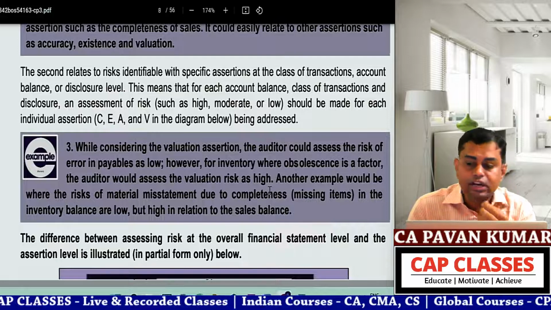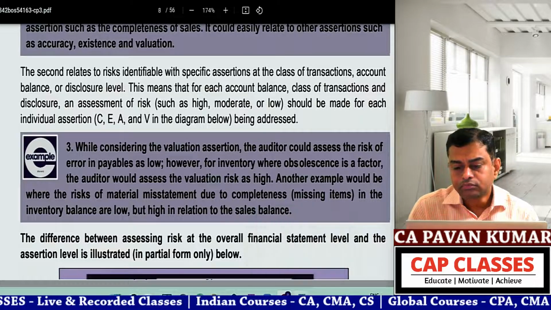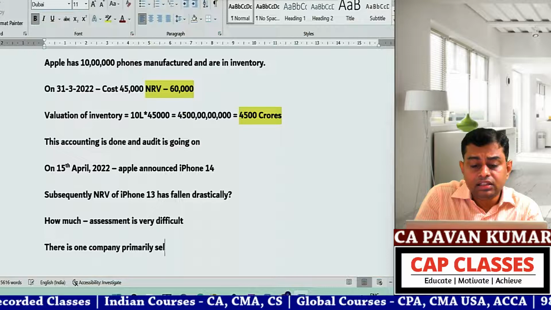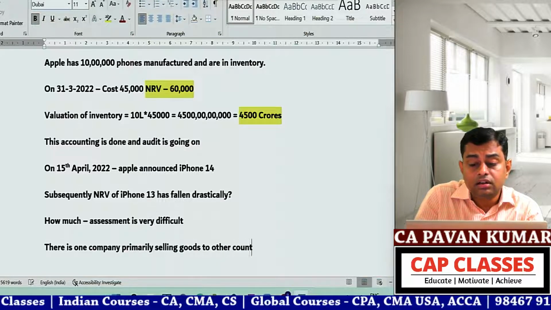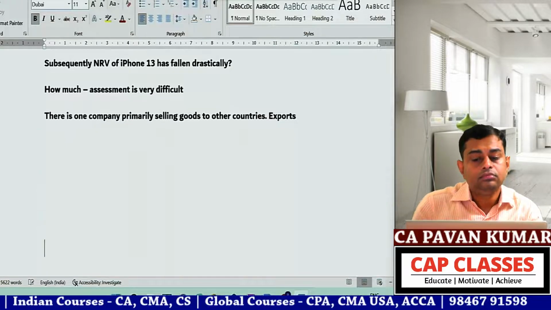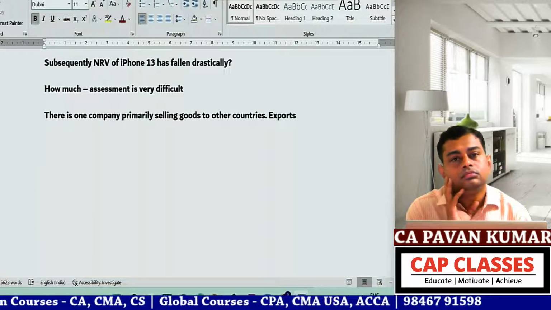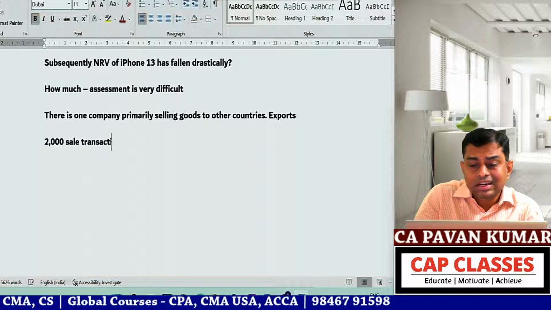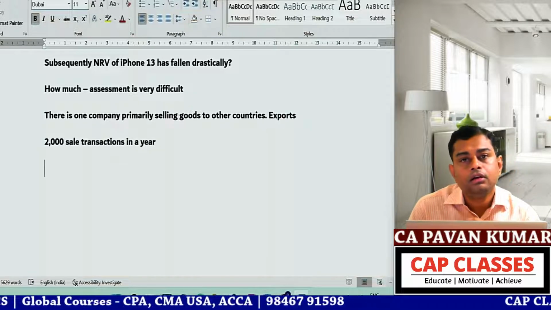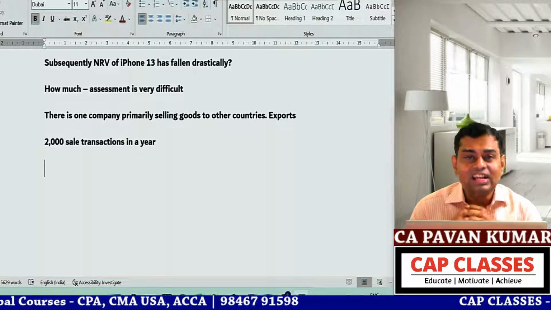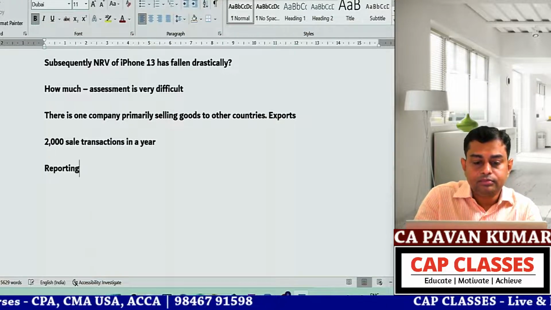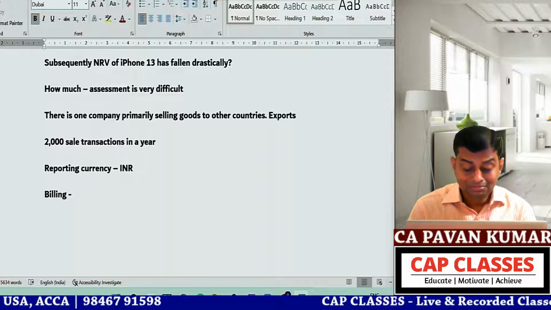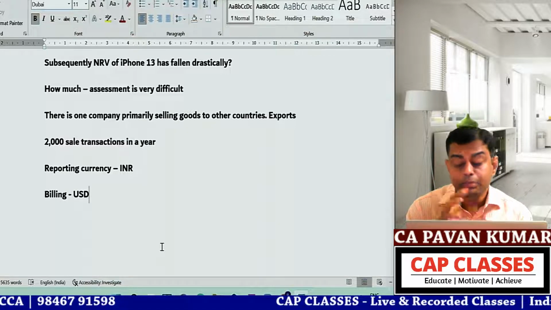For example, I'll give you one example, okay? There is one company primarily selling goods to other countries. That means exports. So there are 2000 sale transactions in a year. What is your reporting currency? Indian rupee. Reporting currency? INR. Billing happens in US dollars.